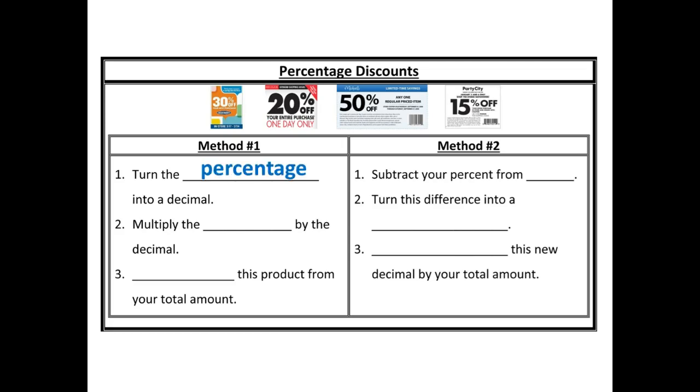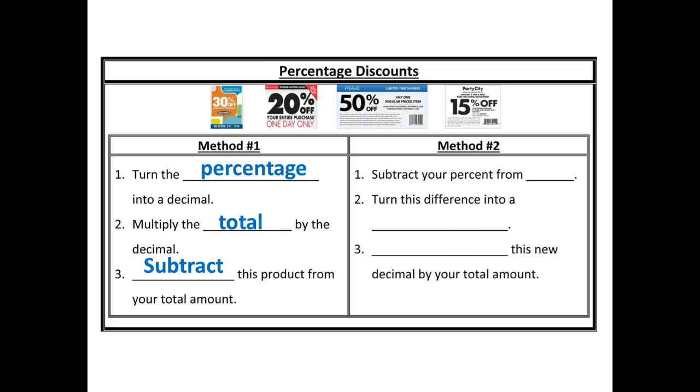Method 1. Turn the percentage into a decimal. Multiply the total by the decimal. Subtract this product from your total amount. So in this method, we find the discounted amount and we subtract it from the original amount, giving us just the amount we'd be paying. The downside to this method is a lot of students forget to do step 3 because after they do the multiplication, they feel that the operations are done.